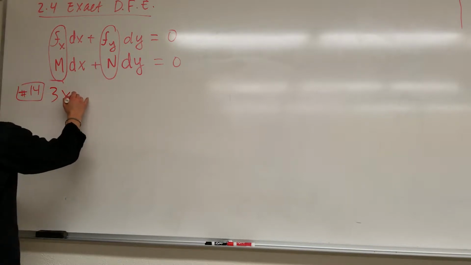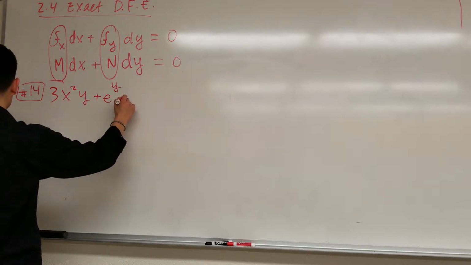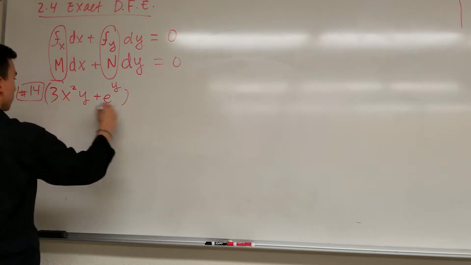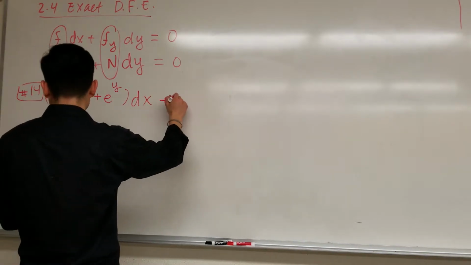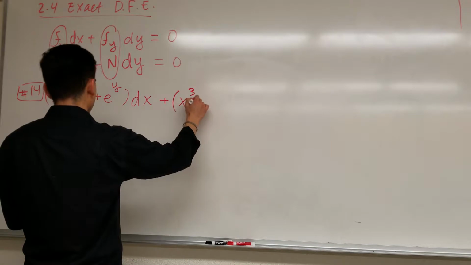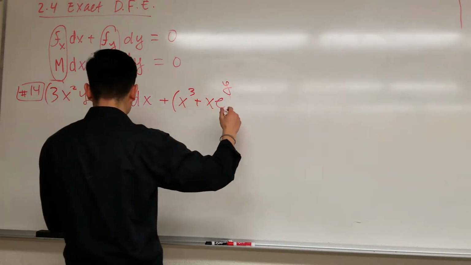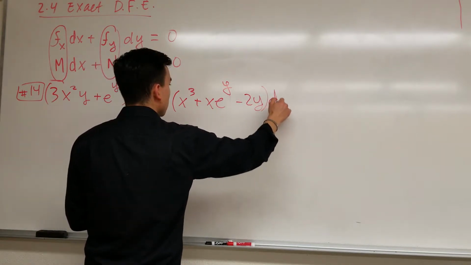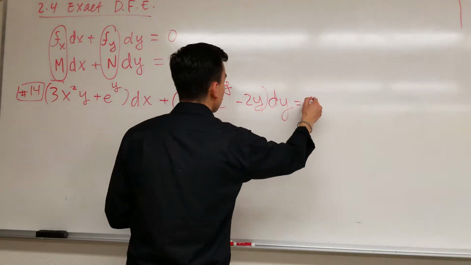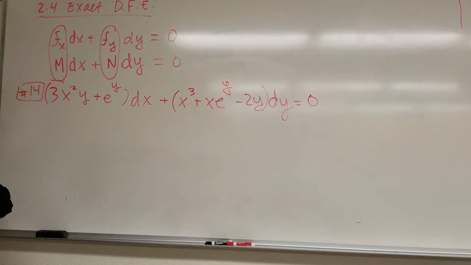So I have (3x^2 y + e^y) dx + (x^3 + x e^y - 2y) dy = 0. Okay, now what in the world do we do now?